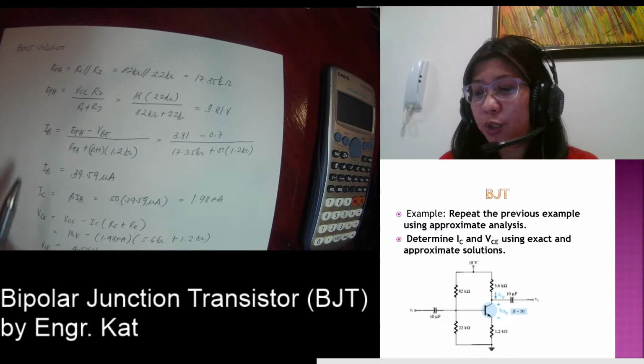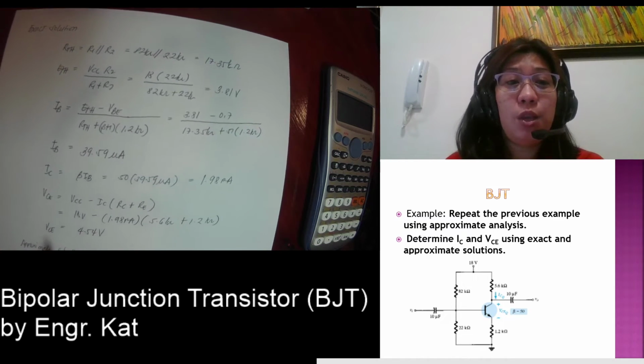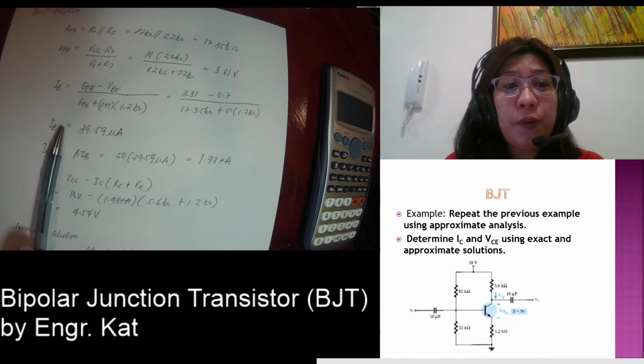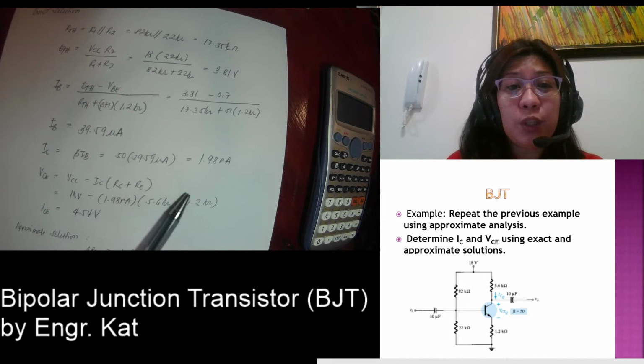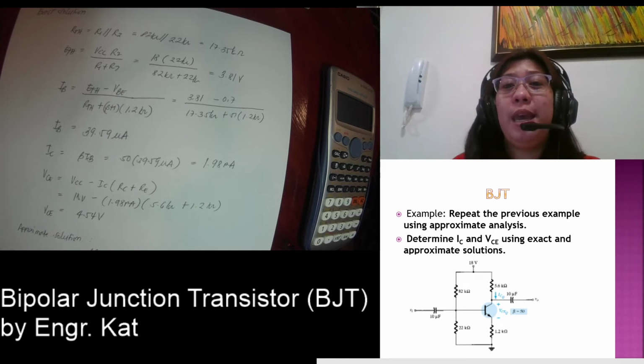So for the exact solution, you need to solve for RTH first and your ETH. And then you solve for IB. Upon solving for IB, we solve for IC, which is 1.98 milliamperes. And solving for VCE, you have 4.54 volts.